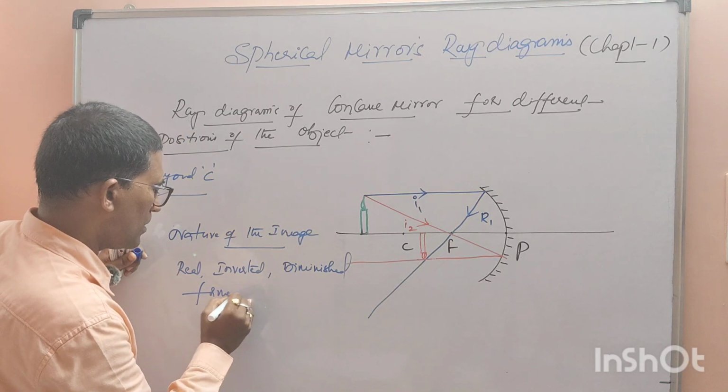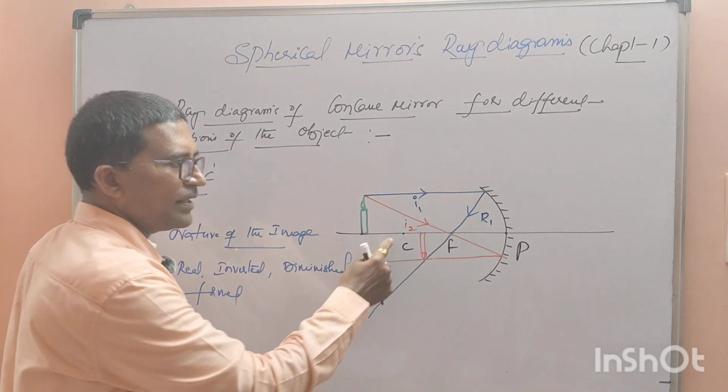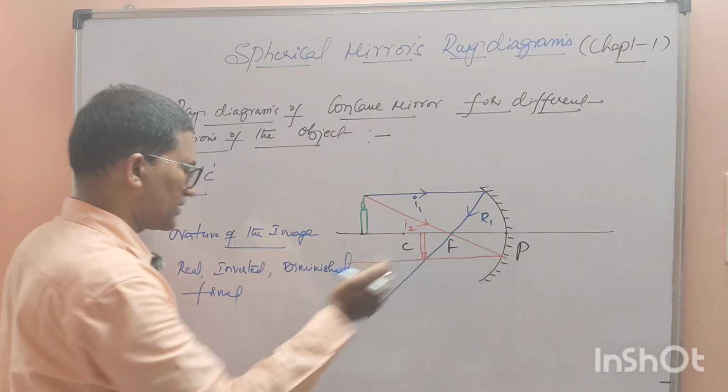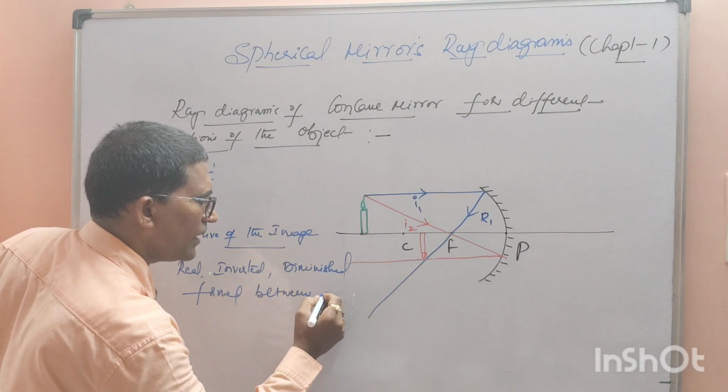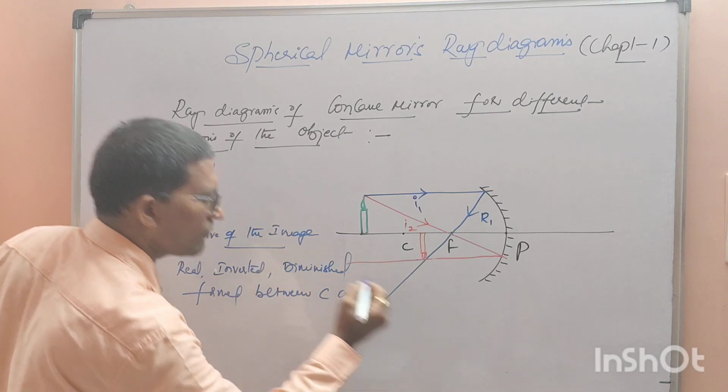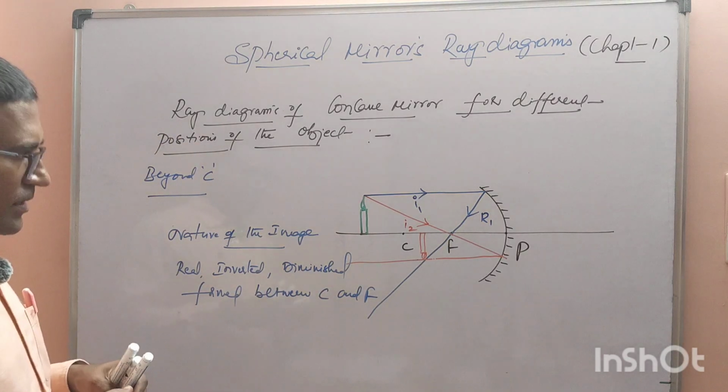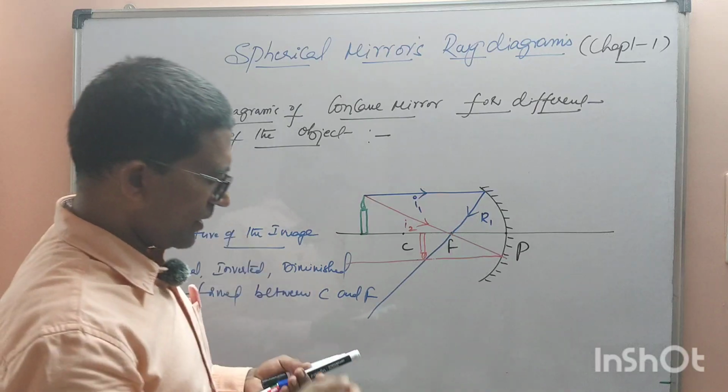formed. Between what and what is it formed? Between C and F, center of curvature and focus. Formed between C and F. Remember this. Is it clear? Okay, I hope you all understood how the rays are going to behave.